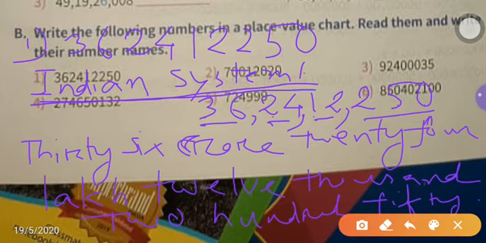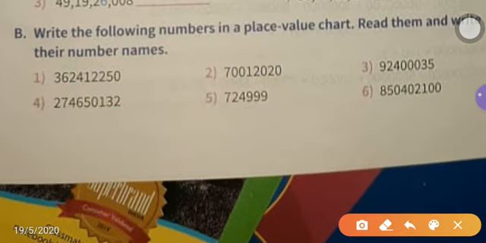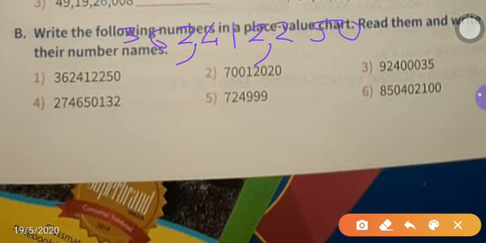Next we will write in the international system. First we will write the number: 3 6 2 4 1 2 2 5 0. In the international system we put the commas after every 3 digits. Here this is the ones period, this is the thousands period, this is the millions period. How many millions are there? 362 million.